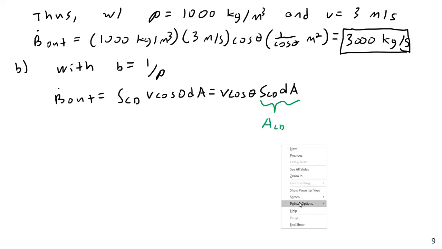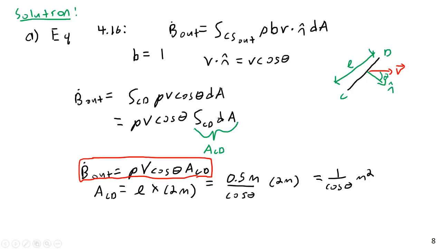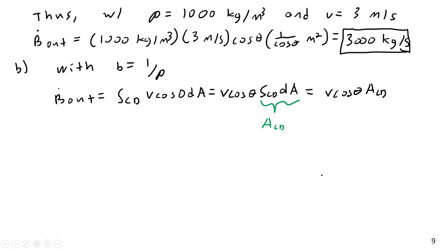And then this again is going to be equal to v cosine theta ACD. And of course this area CD, as we found earlier, is also equal to 1 over cosine theta. So we'll need to use that again in this part.